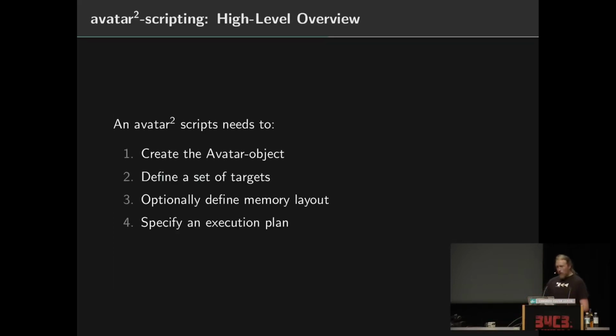So if you want to write an Avatar script, you normally need to do three or four things. First, you need to create the main avatar object. Then you need to define the set of targets you want to deal with in your analysis. Optionally, if required, if you have more than one target or a QEMU-based target, you need to define a memory layout. And last but not least, you need to specify an execution plan.